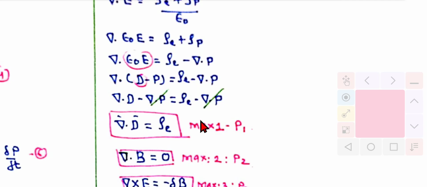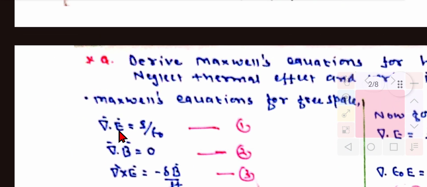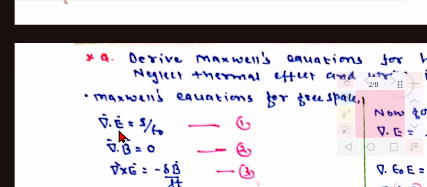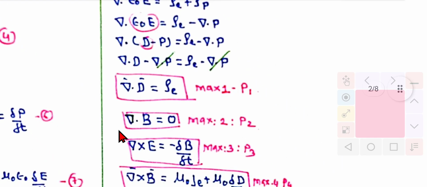It is called Maxwell's equation number 1 for plasma as a dielectric. For free space, vacuum, the divergence of the electric field vector equals rho divided by epsilon 0. But for plasma as a dielectric, Maxwell's first equation is represented by del dot D, the divergence of D, equals rho E, the free charge density.